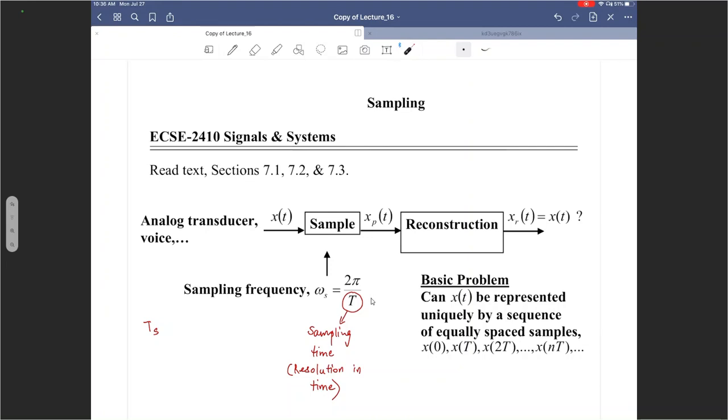So the basic problem is to first be able to represent x of t uniquely by a sequence of equally spaced samples. So we have one sampling time, cap T. We are picking out samples of x of t at T, 2T, 3T, and so on. They are equally spaced. And the question is, can x of t be uniquely represented by those set of samples? And it is, depending on some constraints. And let's take a look at that.